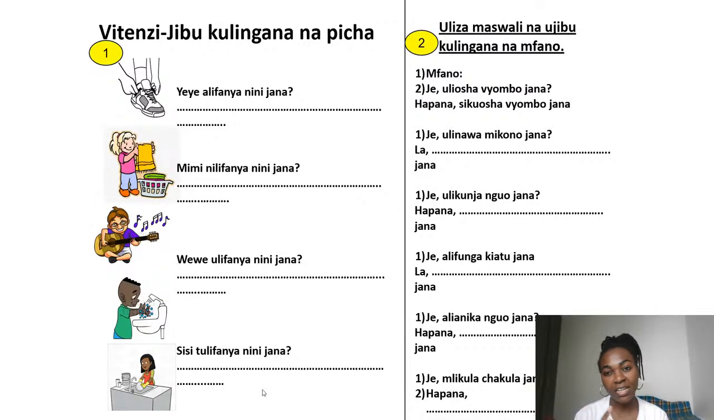Now, uliza maswali na ujibu kulingana na mfano. Ask the questions and answer according to the example. So, mfano. Example, let's look at this example, okay? Je, uliosha vyombo jana? Did you wash utensils yesterday? And if you want to negate, you'll say hapana, because you'll have to refuse this sentence. Hapana, sikuosha vyombo jana. So the example is saying, je, uliosha vyombo jana? And so the negation will be hapana, sikuosha vyombo jana. Yeah, you can take a screenshot and complete the exercise.